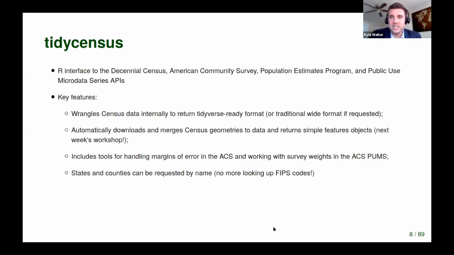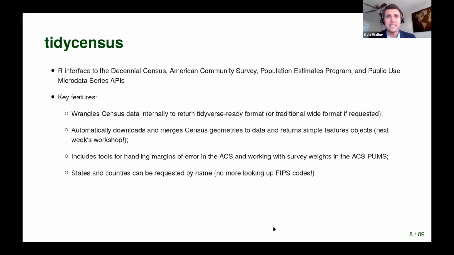What tidycensus does, it tries to be fairly opinionated about how it gets you data. It does a lot of data wrangling for you under the hood. It makes a request to the API, and then it formats that data specifically to help you do work within the tidyverse and with tidyverse tools. If requested, we'll talk about this more next week, you can download and merge census geometries to your, say, decennial census or American Community Survey data and give you back a simple features object.